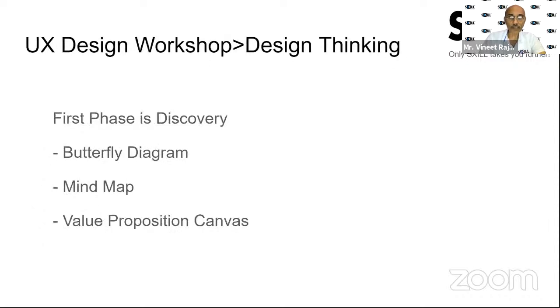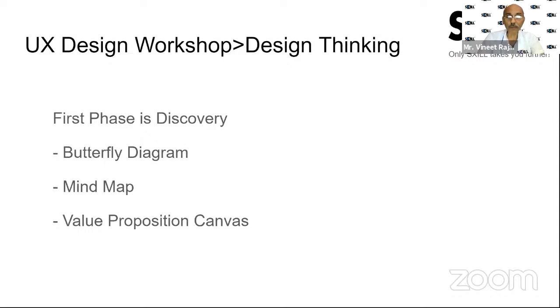Right. So in design thinking, the first phase is discovery, and of course I have included both phases, discovery and define. The first part is the butterfly diagram, mind map, and value proposition canvas. The butterfly diagram is actually the define stage. It comes later.